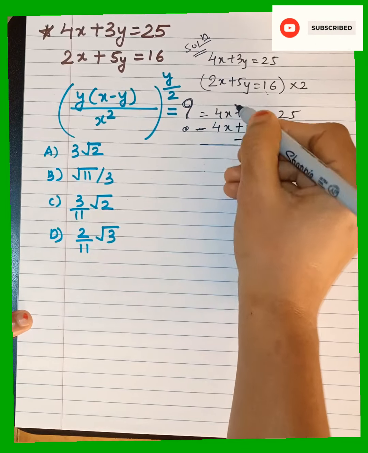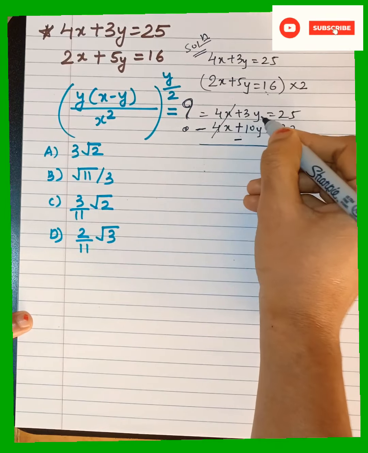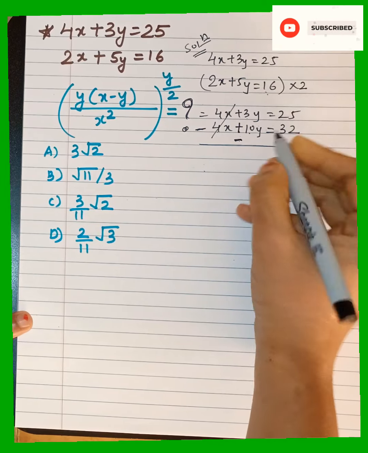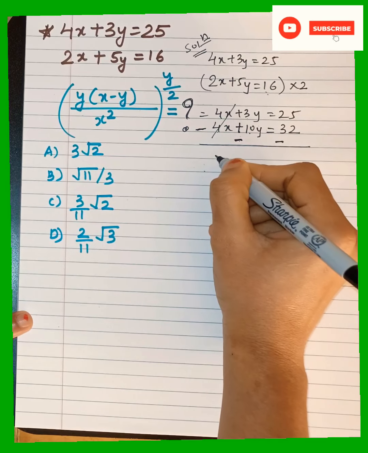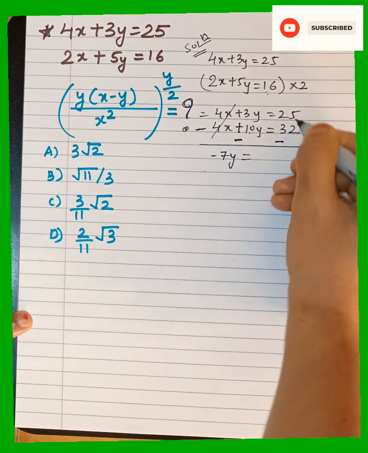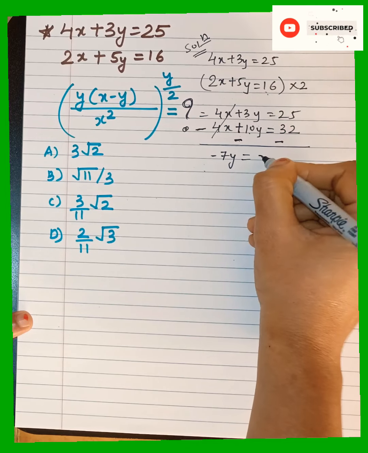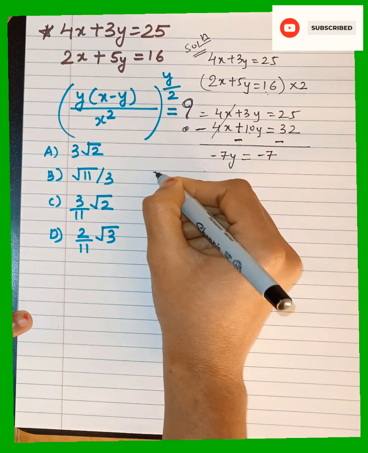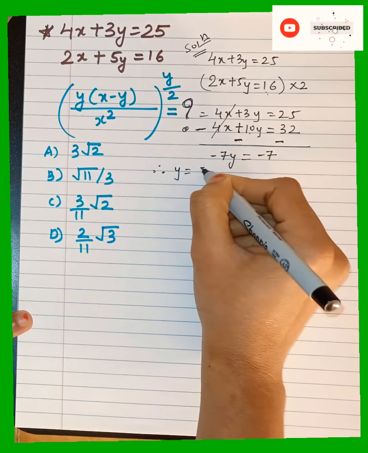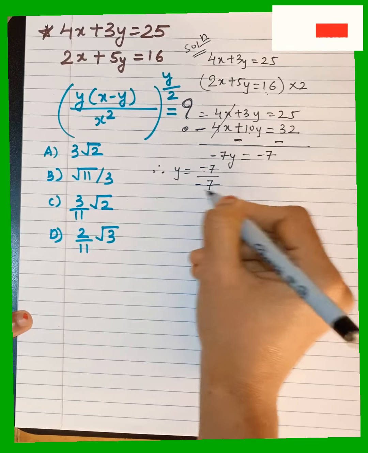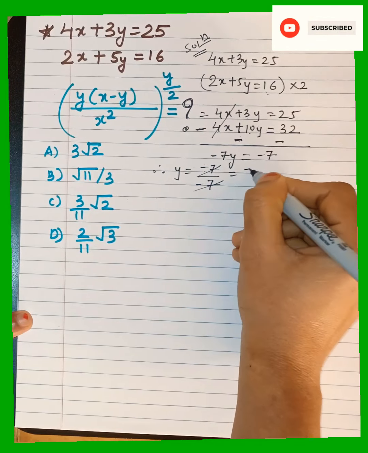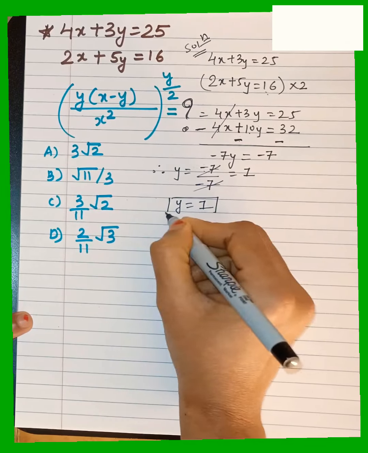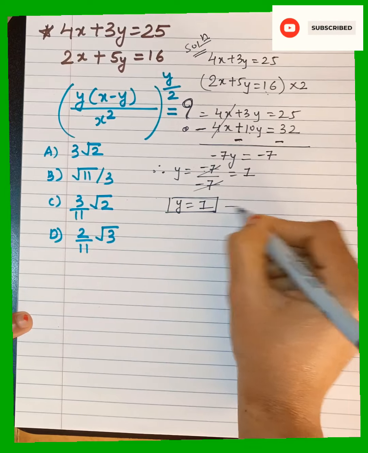So 4x minus 4x will be cancelled off. 3y minus 10y. Now don't see this sign, we need to see this sign. So 3y minus 10y will give you minus 7y, and 25 minus 32 will give you minus 7. This minus 7 I'm taking that side. So now y equal to minus 7 upon minus 7. I can cancel off this and the answer will be 1. So I got the value of y. y is equal to 1.